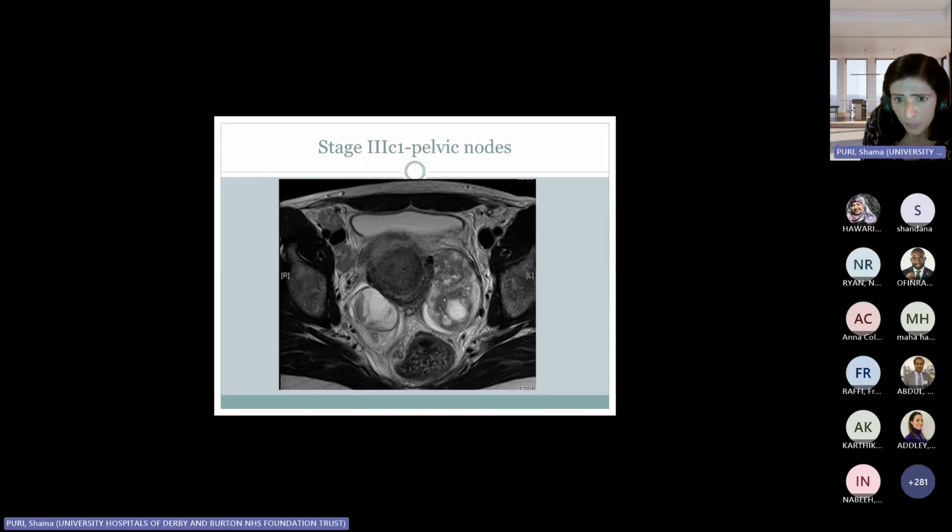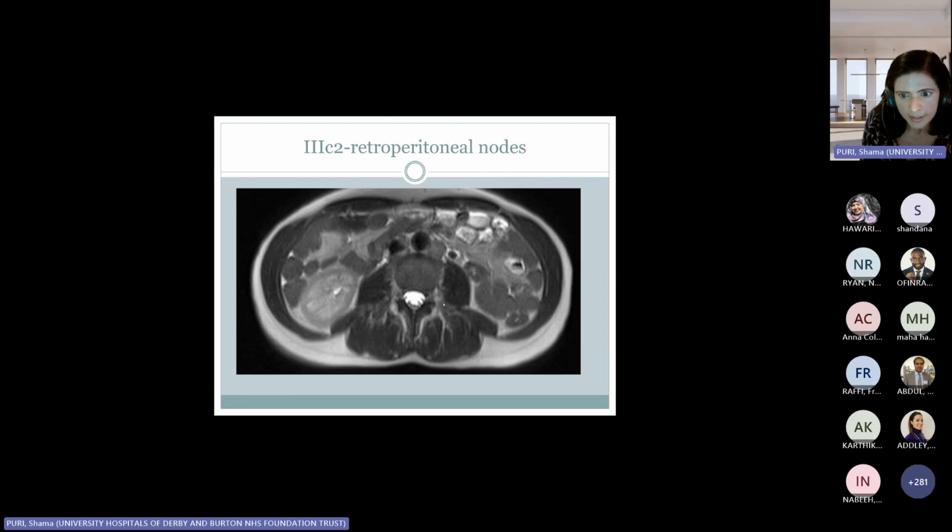And when the nodes start getting involved, it's called 3C1. So this is bilateral adnexal involvement or ovarian involvement, but there are nodes here as well. It's obturator and external iliac nodes on the right. And higher up, in another patient, there are paraaortic nodes, so that's 3C2.